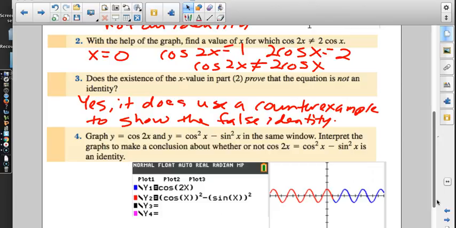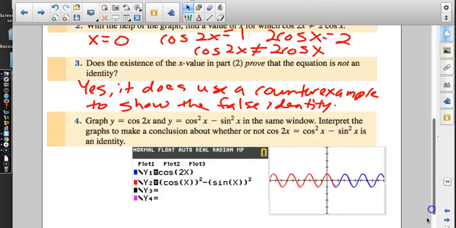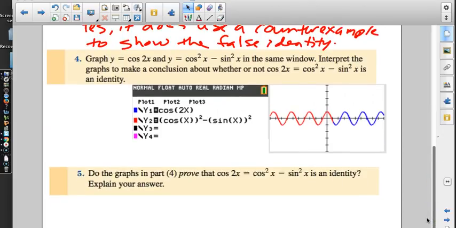So this one says, how about if you graphed y equals cosine of 2x, and then y equals cosine squared x minus sine squared x in the same window? Interpret the graphs to make a conclusion about whether or not the cosine of 2x does equal cosine squared x minus sine squared x, if that is an identity. So, taking a look at these graphs, what would you say? Looks pretty good, right? Looks like one is going right over the top. So graphically, we would say yes.